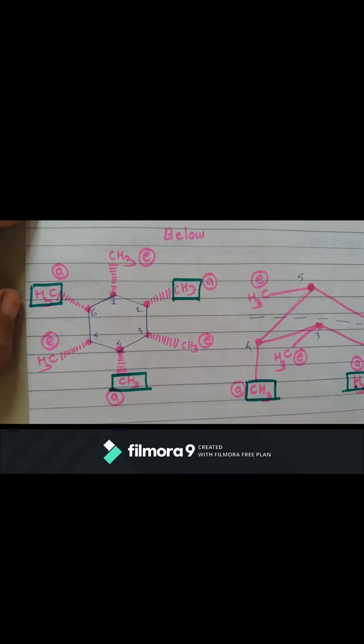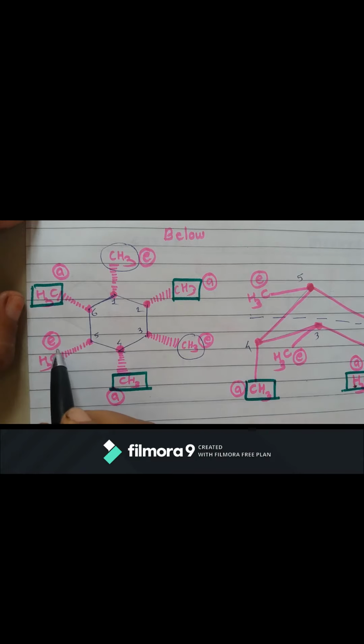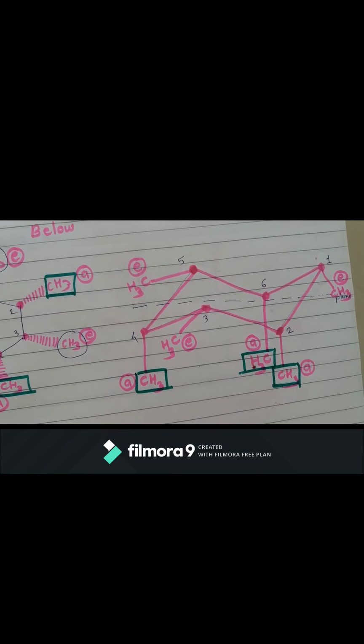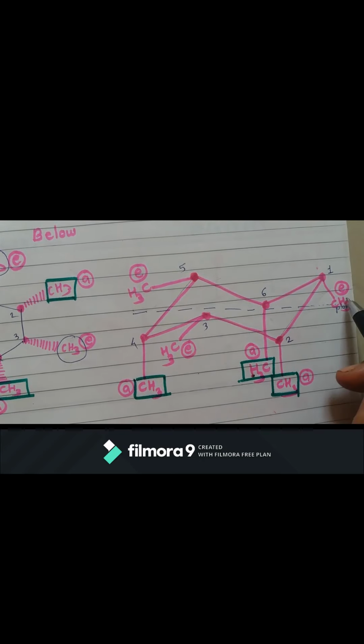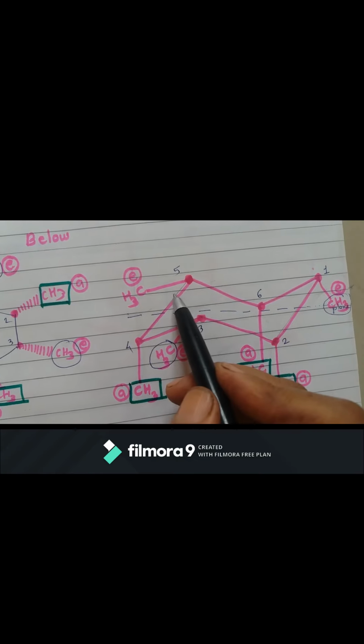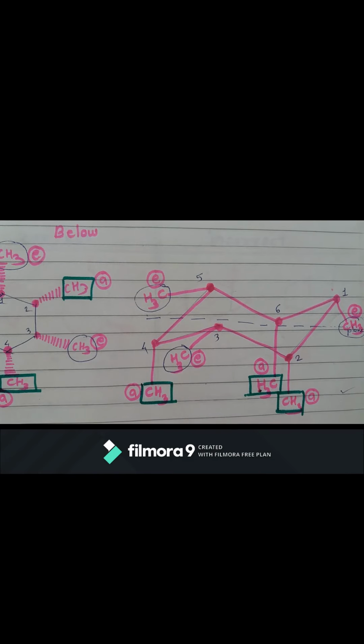And the remaining methyl group at first position, methyl group at third position, and methyl group at fifth position, they are equatorial. Check out over here whether methyl group at first position, is it equatorial? Yes, it is. Methyl group at third position, is it equatorial? Yes, it is. And methyl group at fifth position, is that one equatorial? Yes, it is. Okay, so this is the way of writing the cyclohexane conformation below the plane of the paper.